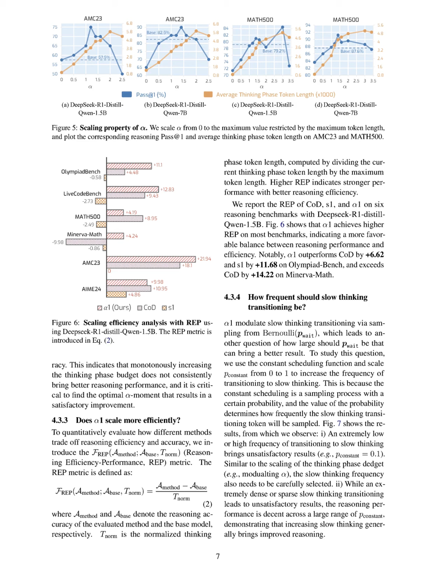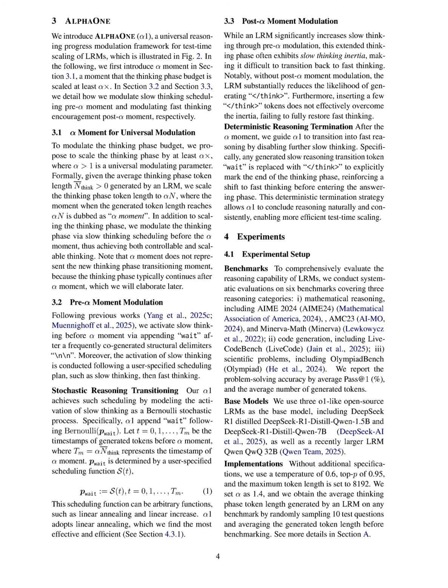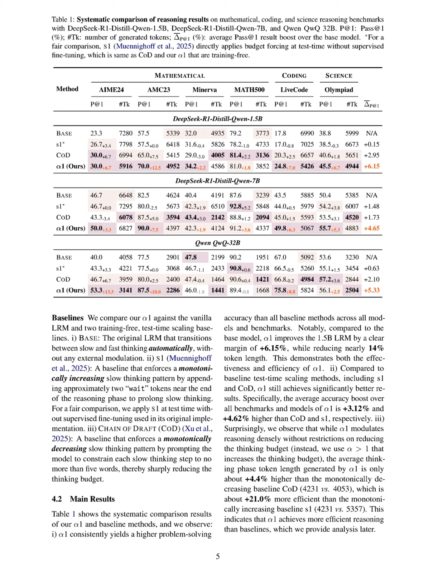The performance of ALPHAONE is validated through systematic evaluations across 6 reasoning benchmarks, which include mathematical reasoning, AIME 2024, Minerva Math, code generation, LiveCodeBench, and scientific problems, OlympiadBench. The effectiveness of ALPHAONE is assessed using metrics such as problem-solving accuracy, reported as average pass at 1%, and the average number of generated tokens. The results indicate that ALPHAONE consistently yields higher problem-solving accuracy compared to baseline methods, with a notable improvement of +6.15% accuracy for the 1.5B LRM while reducing token length by nearly 14%.